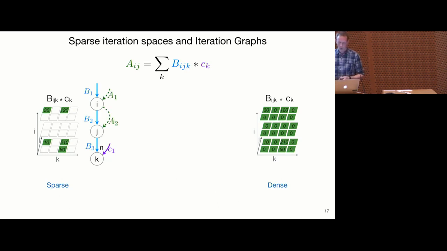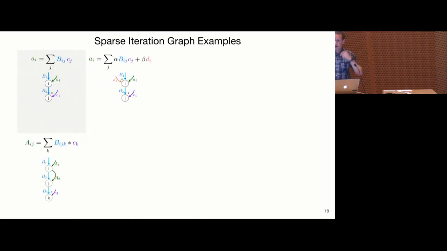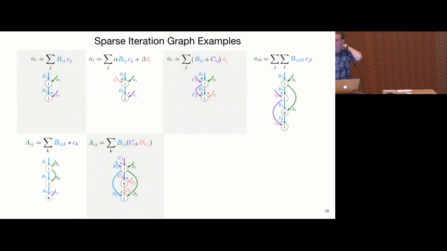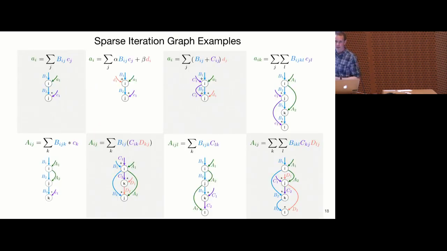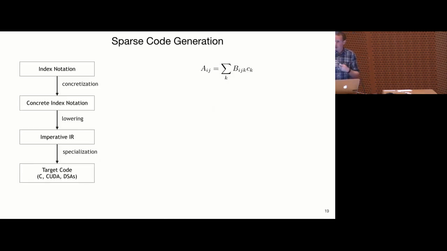So I'm finally drawing in the same dependency for the result A, but it has no impact on the iteration space in this case, because by definition, that iteration space is the same as the iteration space for B. This is the iteration graph for tensor vector multiplication, but we can create this iteration graph for any expression. Here are some examples, including the MTTKRP expression there and the block matrix vector multiplication there. So that's the iteration graphs.